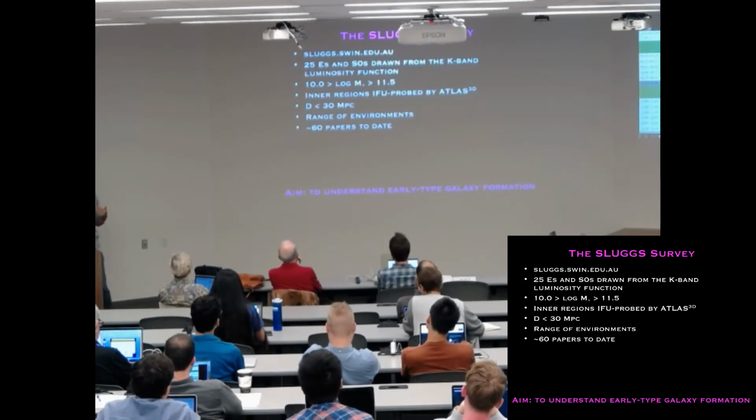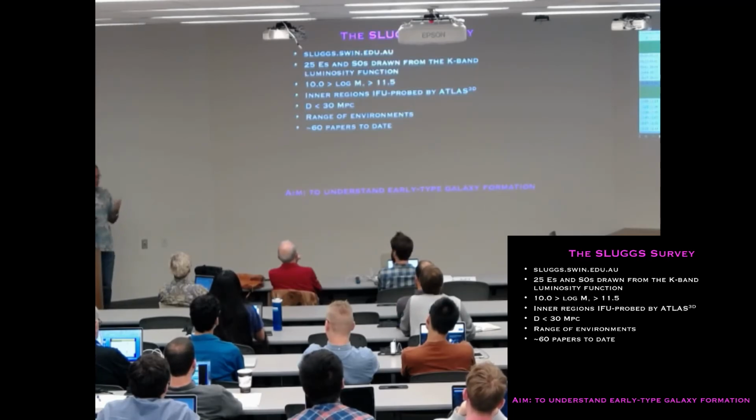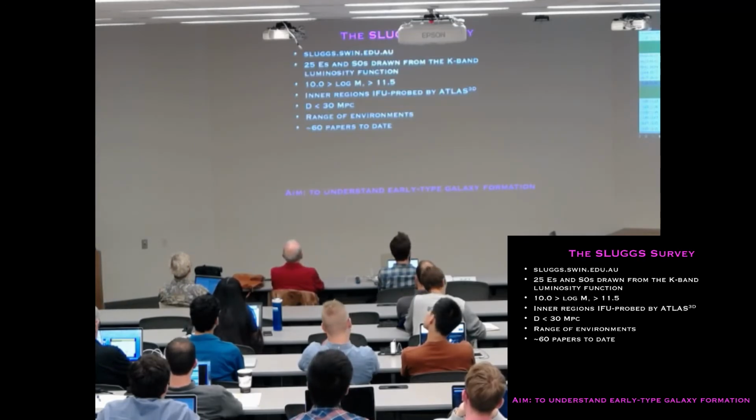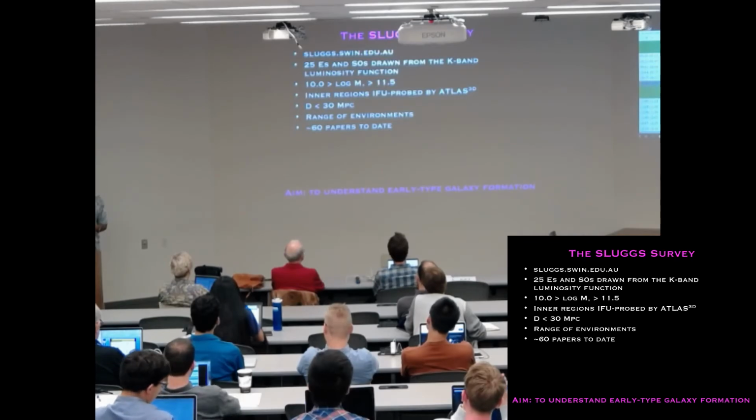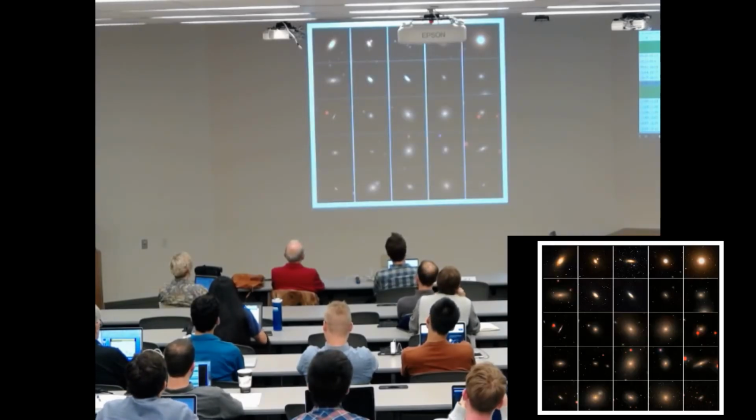They're all pretty nearby, within 30 megaparsecs, so they all have NGC names. They're all pretty familiar to those who work on nearby galaxies. There's a range of environments, field, group through cluster, but again, it's only 25 galaxies, so it's hard to probe for environmental effects. There are a bunch of papers to date. You can go to the website, and our general aim is just to understand early type galaxy formation. So here's what they look like, just a pretty standard set of 25 early type galaxies.